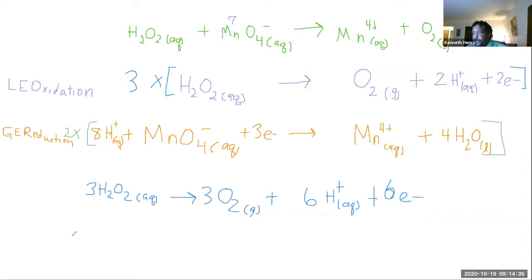And then our next equation would be what? 16 H pluses plus 2 MnO4 minus, plus 6 e minus yields 2 Mn plus 8 H2Os.